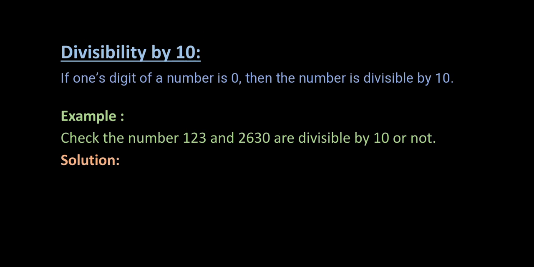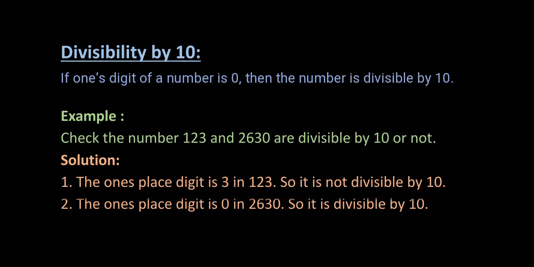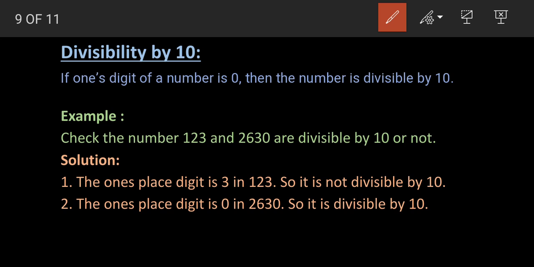Now come to the solution of this one. The ones place digit of 123 is 3, which is not 0, so we can say that this number is not divisible by 10. Now check the second number. The ones place digit of 2630 is 0, so we can say that this number is divisible by 10. As the digit in ones place is 0, this number is divisible by 10.